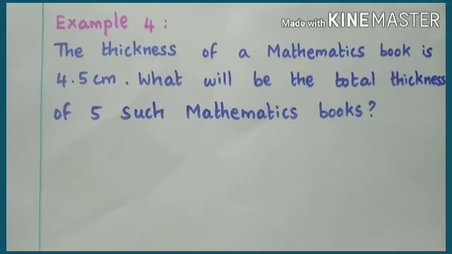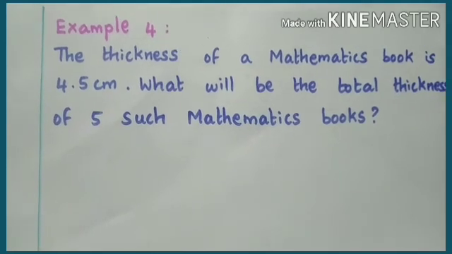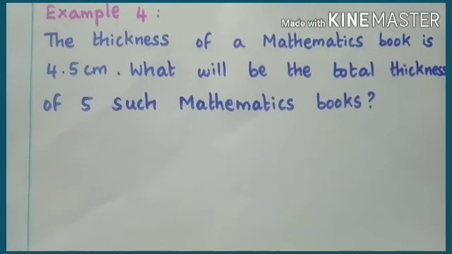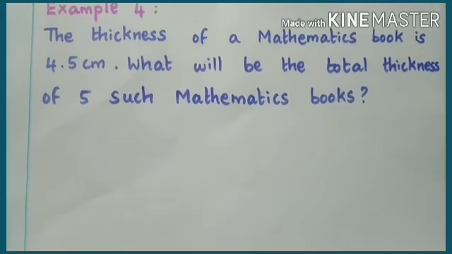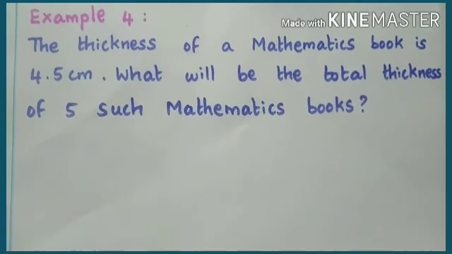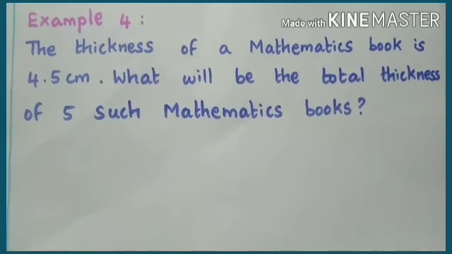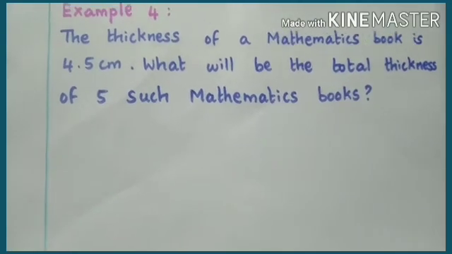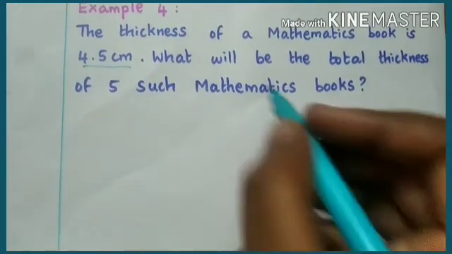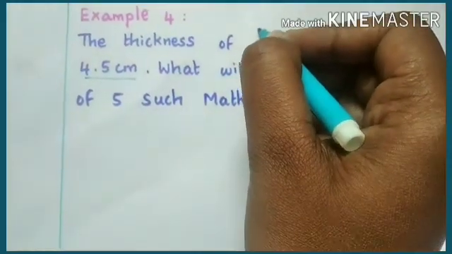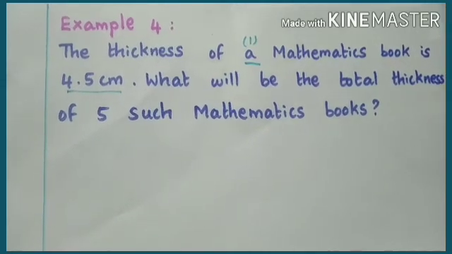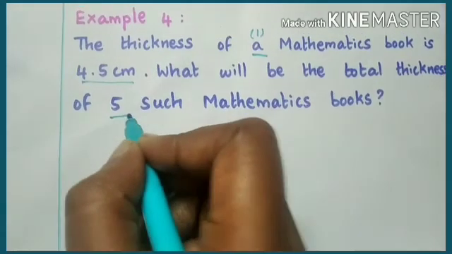Example 4. The thickness of a mathematics book is 4.5 centimeter. What will be the total thickness of 5 such mathematics books? Students, what is the thickness of a mathematics book? The thickness of a mathematics book is equal to 4.5 centimeter. Here, a mathematics book denotes one mathematics book. We have to find the total thickness of 5 mathematics books. So, we should do the multiplication.